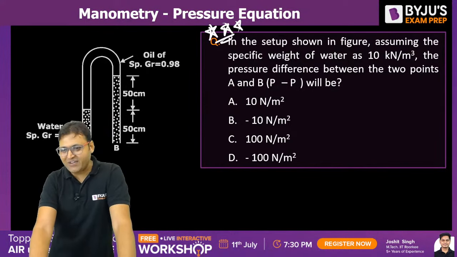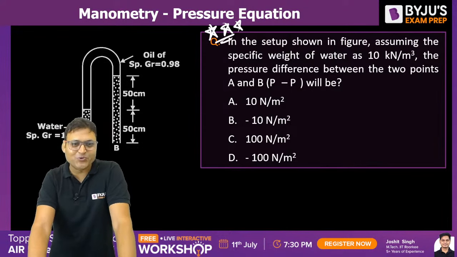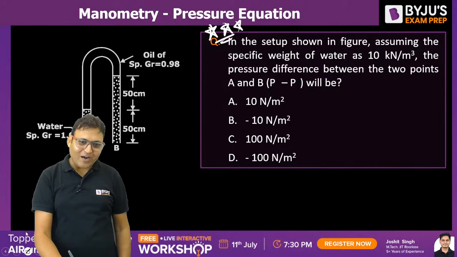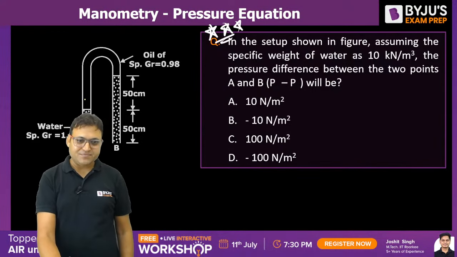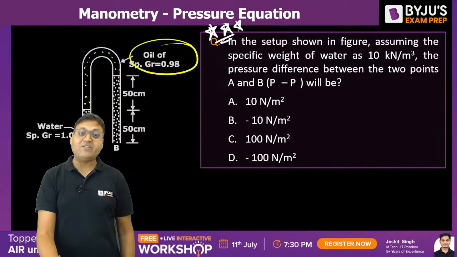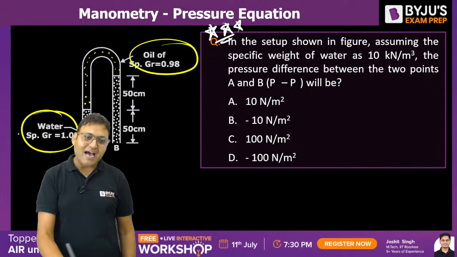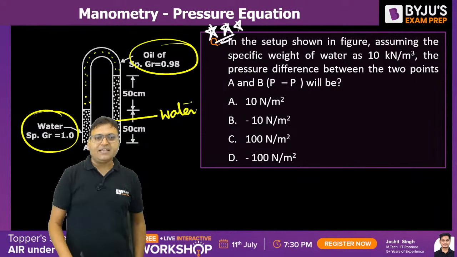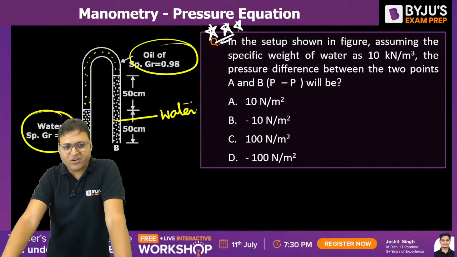The next question, give it a try, every one of you. There is oil, there is water, there are 2 fluids. It is an inverted manometer. The manometric fluid is oil, which has the specific gravity 0.98, and the other fluid is water, which has the specific gravity 1.